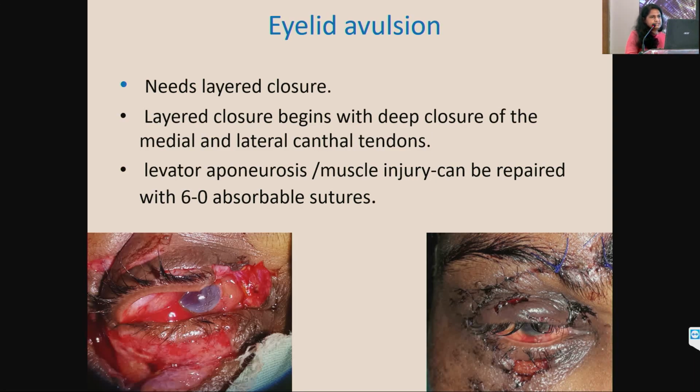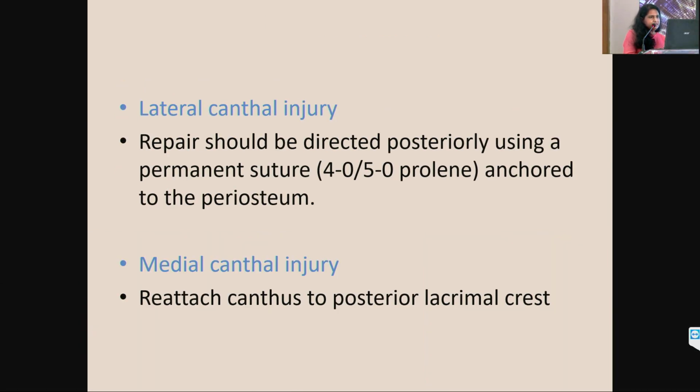Eyelid avulsion needs layered closure. Layered closure should begin with deep closure of medial and lateral canthal tendons. Levator aponeurosis or muscle injury can be repaired with 6-0 or 5-0 absorbable sutures. Canthal injuries should be directed posteriorly, and the repair is done using a permanent suture, either 4-0 or 5-0 Prolene, anchored to the periosteum.